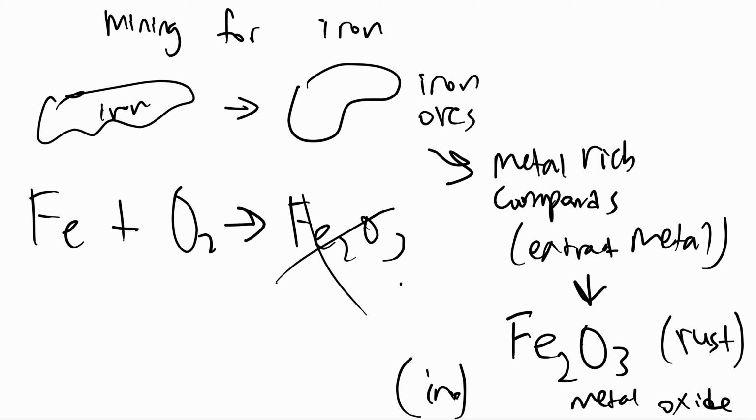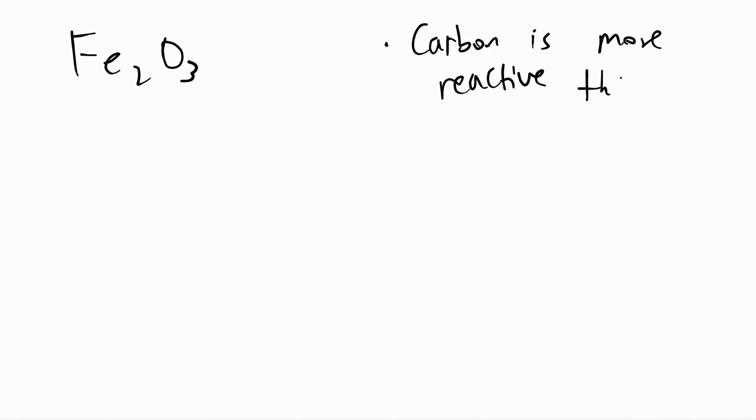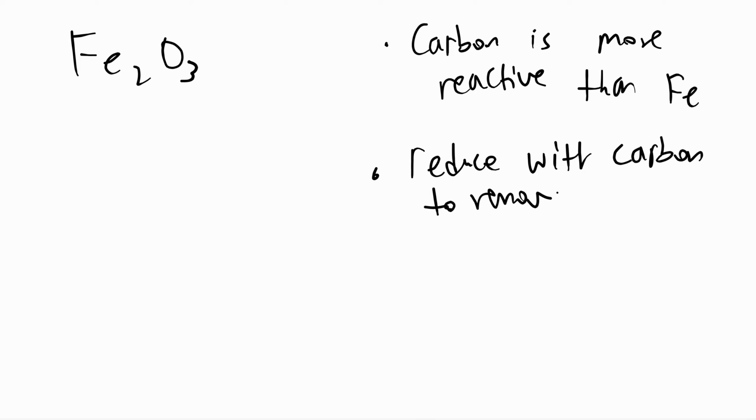Thing is, we don't want this metal oxide. We don't want this iron oxide. We want to get rid of it. We just want pure metal, pure iron. So what would we do to get rid of the Fe2O3 that we find on Earth, the metal oxide? We can reduce it using carbon because carbon is less reactive. So in your exams, you'll say carbon is more reactive than iron. So we can reduce with carbon to remove the oxygen in iron oxide, right?